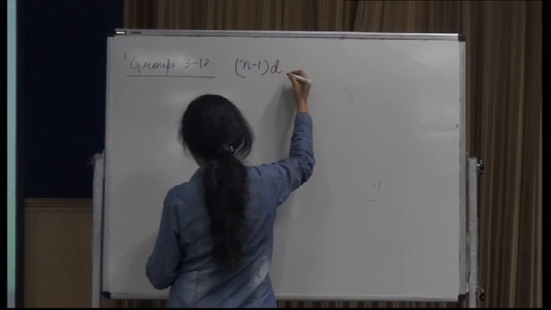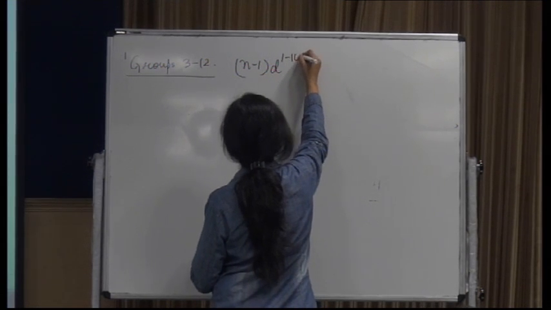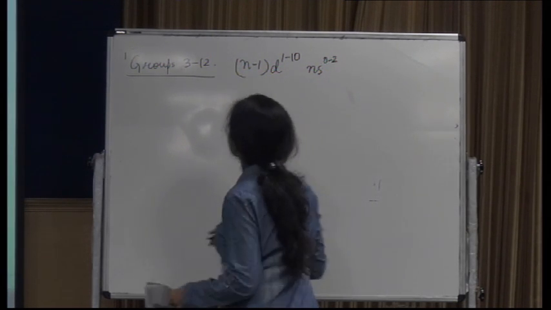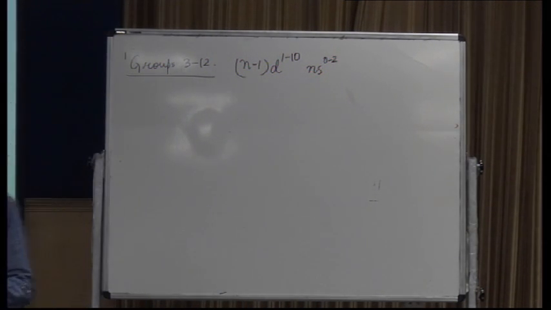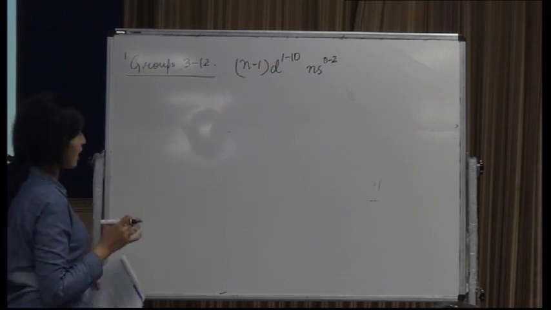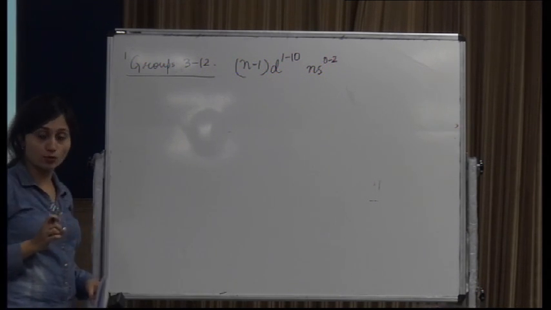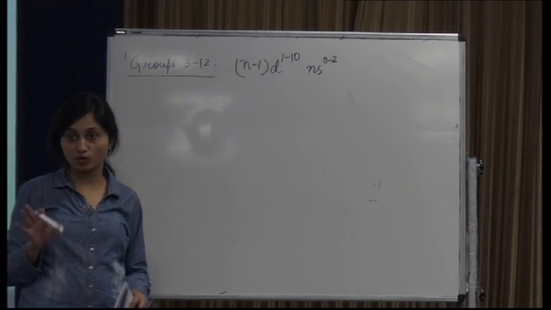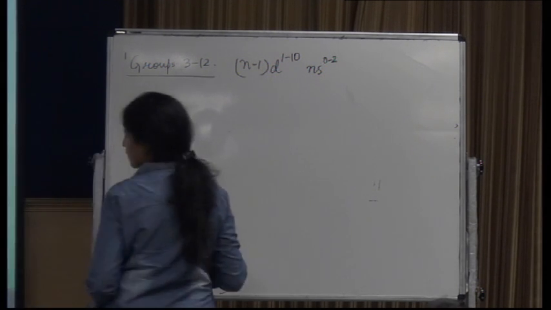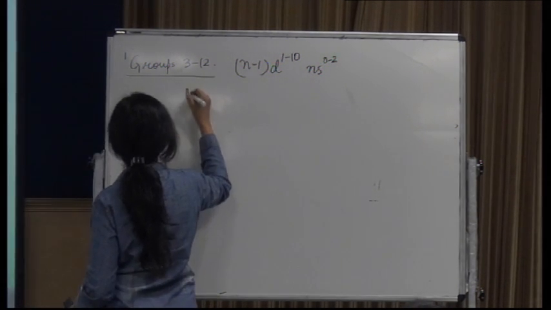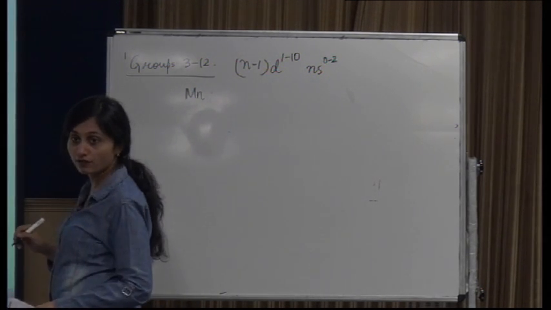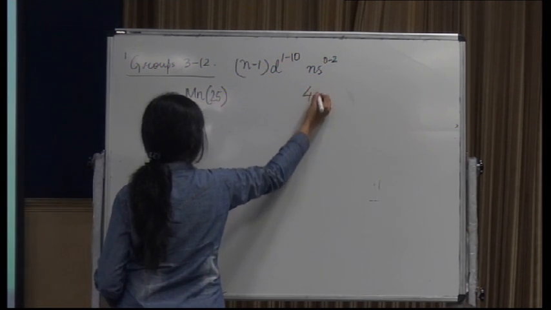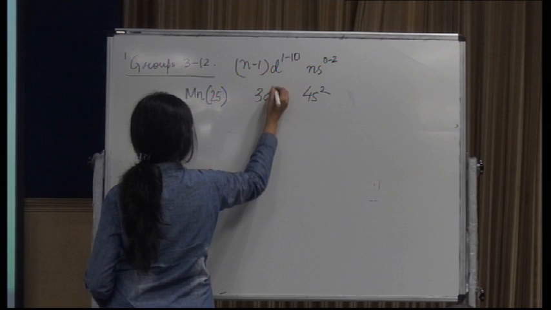(n-1)d can get filled up from 1 to 10 and ns 0 to 2. The outermost configuration for the d block is (n-1)d 1 to 10, ns 0 to 2. You can apply it to any of the elements to check it also, because this is generalized and it may not be clear yet. If I take the example of manganese, what is its atomic number? 25. So 25 means I know 4s2 is already filled and this will be 3d5.